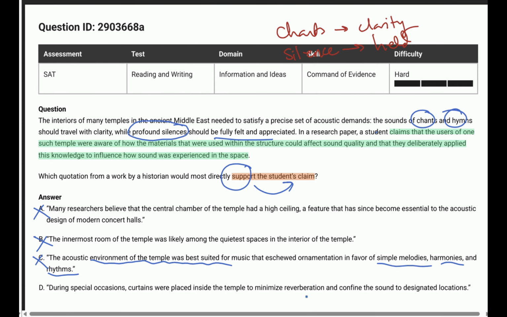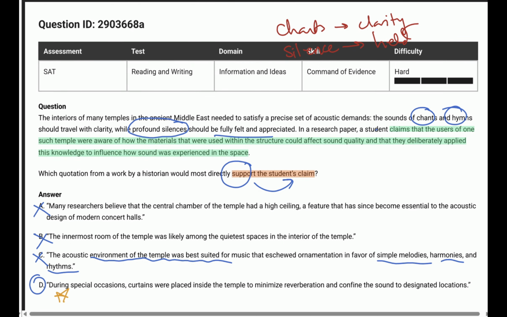During special occasions, curtains were placed inside the temple to minimize reverberation and confine the sound to designated locations. Bingo. Literally bingo. This is exactly what we're looking for. You can very clearly see during special occasions, they would take the curtains and put them inside because they know that if they do that, it will minimize reverberation. It will confine the sound to designated locations.